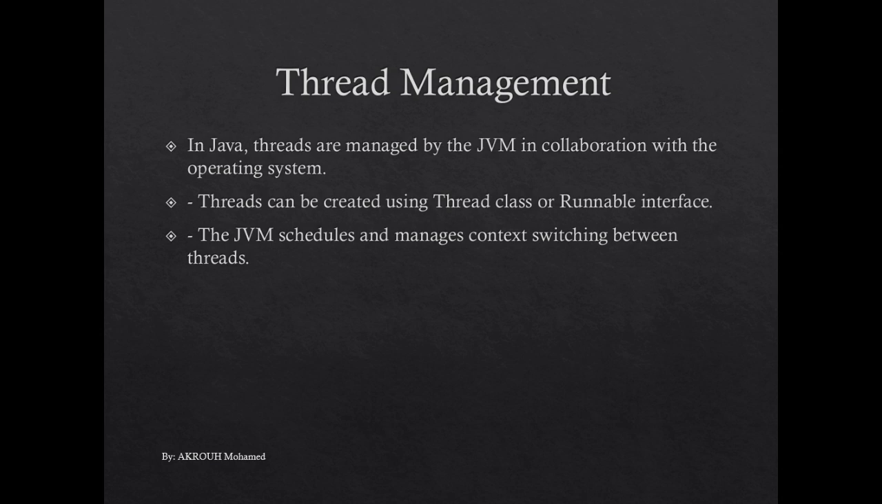Let's first explore thread management. In Java, threads are managed by the JVM in collaboration with the underlying operating system. The Thread class in Java provides developers with the ability to control thread lifecycles, from creation to execution and termination. Creating and starting a thread is as simple as extending the Thread class or implementing the Runnable interface. The JVM schedules these threads and manages context switching based on the system's capabilities.